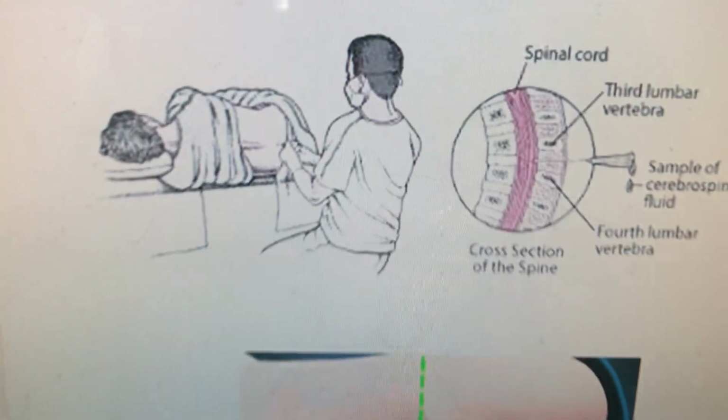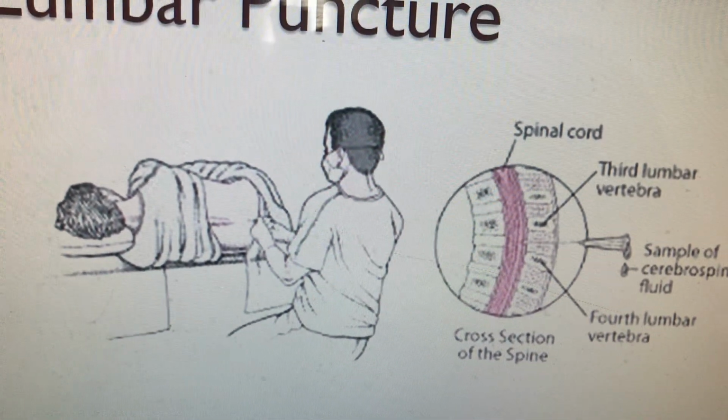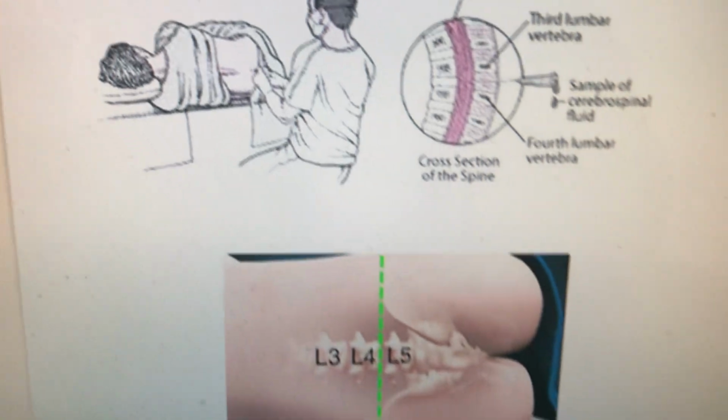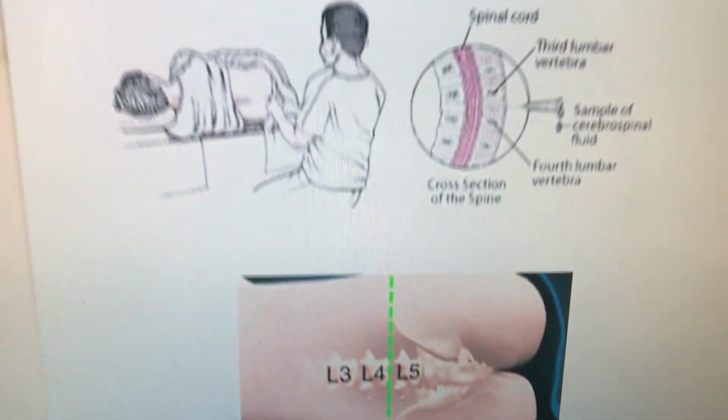So here's a picture of your lumbar puncture. As you can see, the head and the knees are flexed. And they're going to insert the needle between L4 and L5.